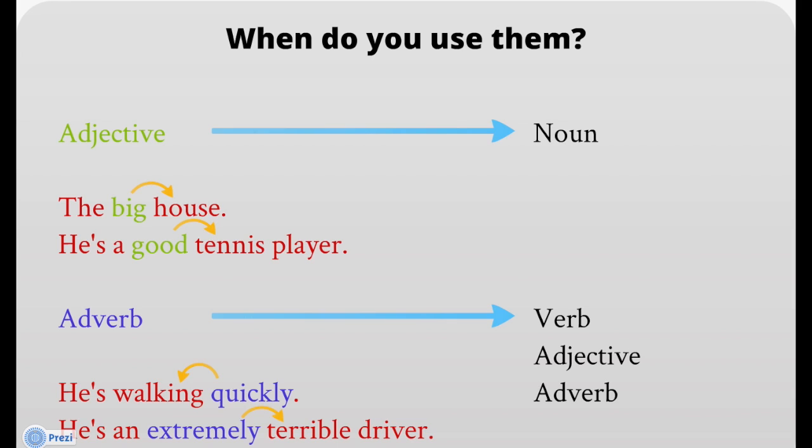He's an extremely terrible driver. Now, extremely tells us something about terrible. Terrible is an adjective because terrible tells us something about driver. So terrible is an adjective, and the word that says something about an adjective is an adverb.